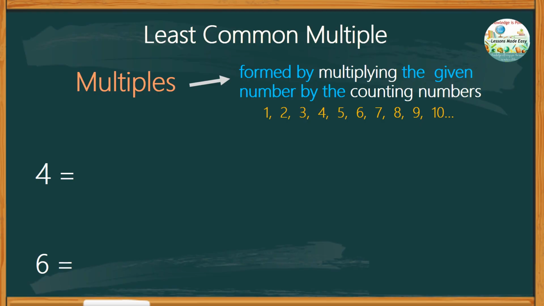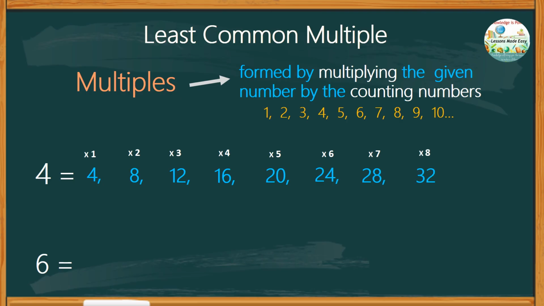It means that finding the multiples of 4 is just like looking at the 4 times table, starting with 4 times 1 equals 4, 4 times 2 equals 8, 4 times 3 equals 12, 4 times 4 equals 16, 4 times 5 equals 20, 4 times 6 equals 24, 4 times 7 equals 28, and 4 times 8 equals 32. 4 times 9 is 36, and so on.